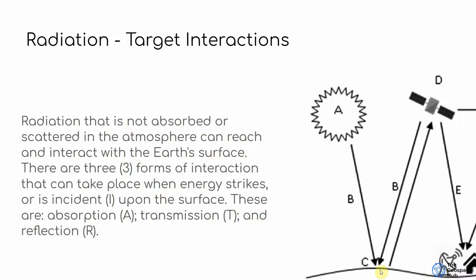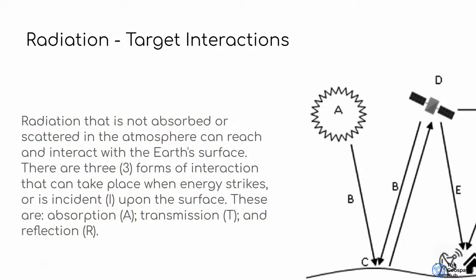The interactions with the earth's surface are in three forms. So the first form is absorption. The other form is transmission, and the last form, which is the most important form, is the reflection, because we are basically concerned about energy that is being reflected back to the sensor, and the sensor picks them up. So we won't be bothering so much about absorption.